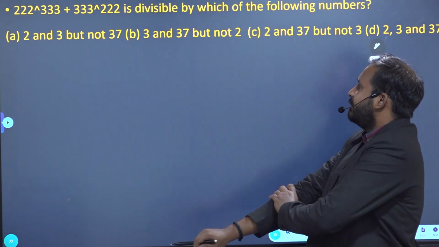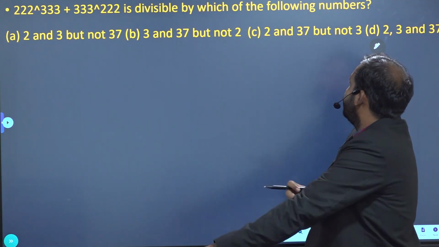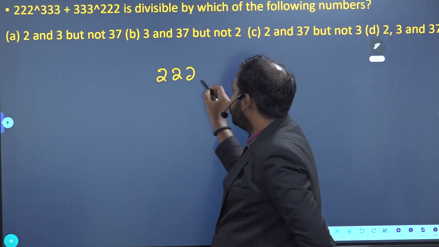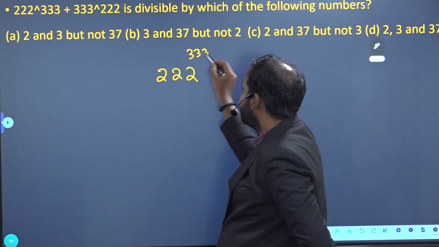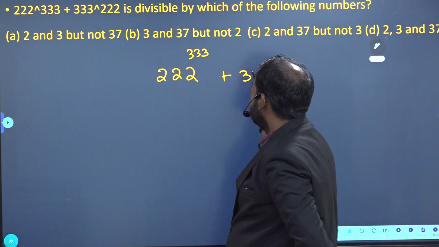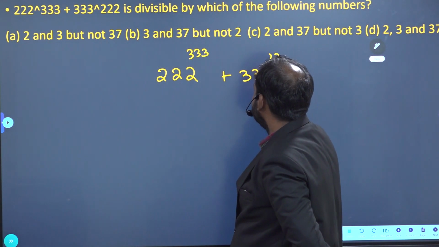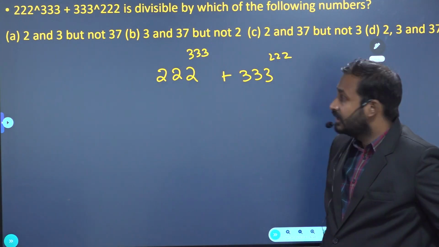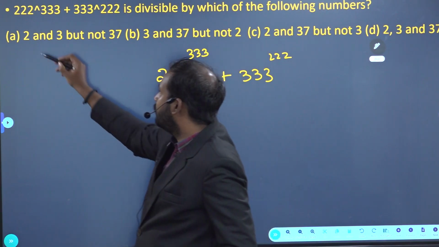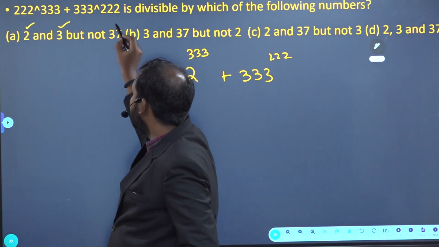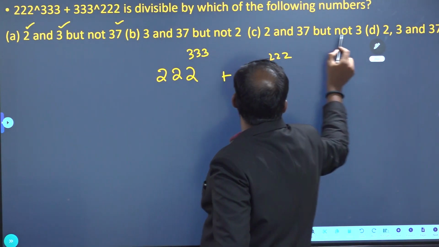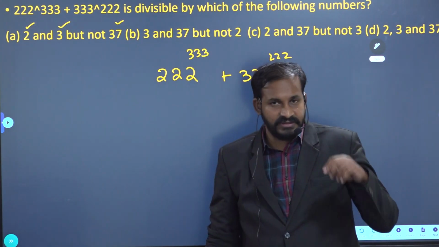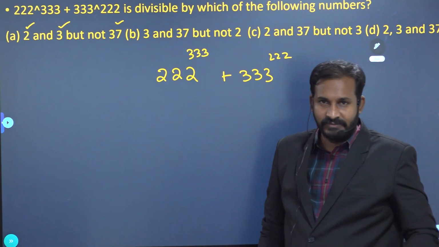222 power 333 plus 333 power 322 is divisible by which of the following numbers? Okay. 322 power 333 plus 333 power 322 is divisible by which of the following numbers? See here, students. In the options, what do we have? We have 2, 3 and 37. So we will check for 2, 3 and 37. That is enough. And we will observe.